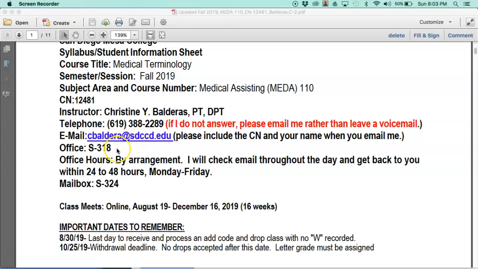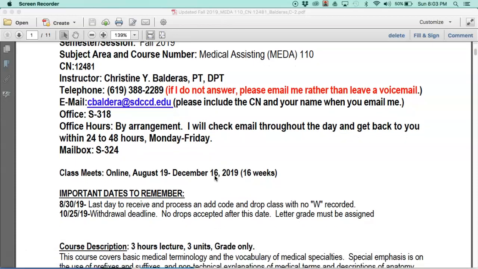Email is the best way to get a hold of me. My office is S318 on the 3rd floor of the Allied Health Building, the S100 building over on the far side of campus, if you're not sure where that's at. My phone number is there, but I'm not in my office that much, so it's best to email me, and we're very responsive to emails, Monday through Friday, within 24 to 48 hours, almost always 24 hours. But if you email me on a Friday, I probably won't get back to you till the Monday, okay?